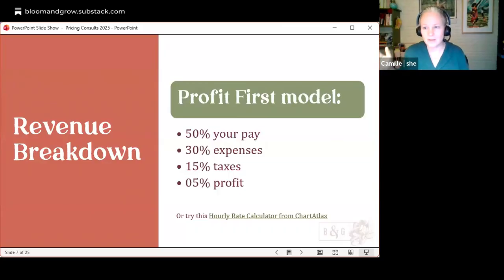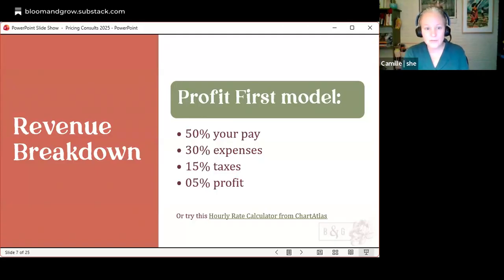It depends a little bit on your tax rate and so on. But for the most part, the rule of thumb is that however much money your business brings in, about half of it will be your pay. About 30% will be expenses. If you run a super streamlined, very thrifty business, maybe it'll be a little less in expenses and you can pay yourself a little bit more.